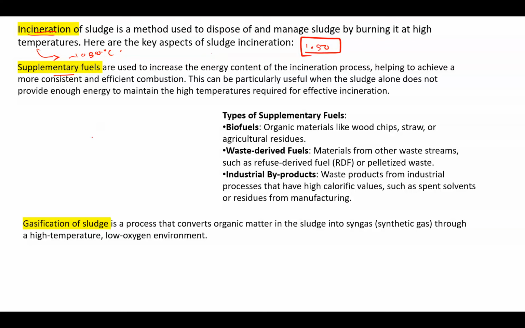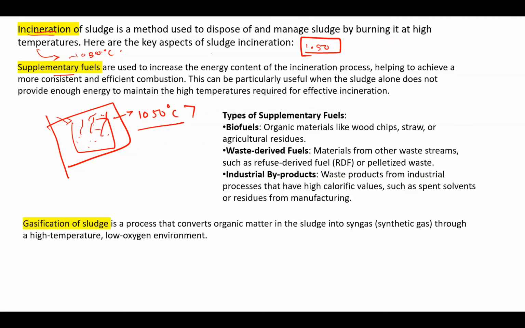For example, see, if there is more water content in the system, and the temperature is 1050 degrees Celsius or above, the burning still happens. But if we need more efficient burning, then if we add slightly some fuel inside the system, it will burn more efficiently than without applying any fuel. So that's what supplementary fuels are.